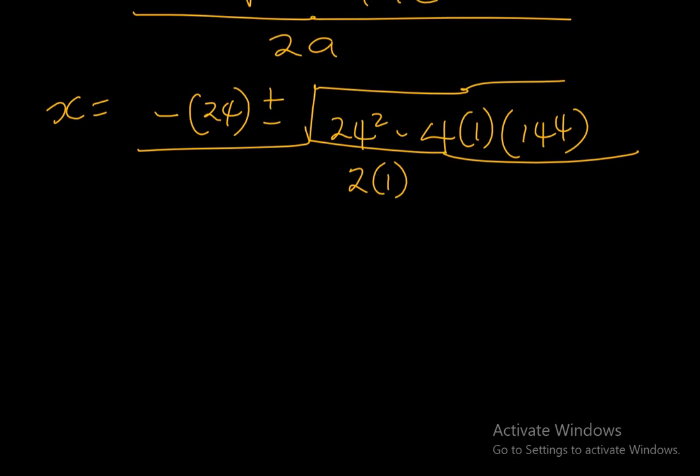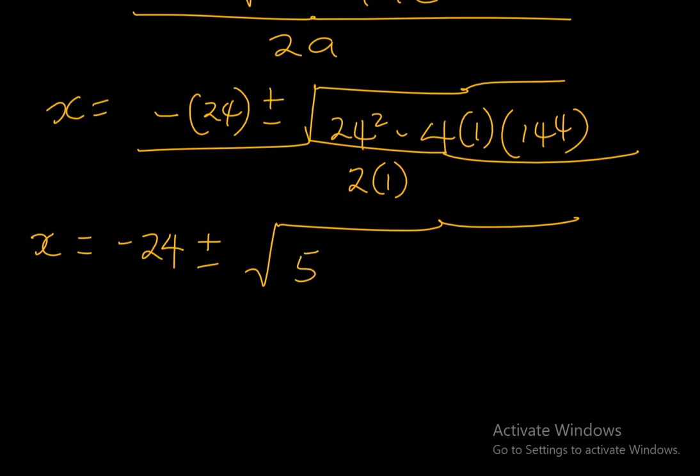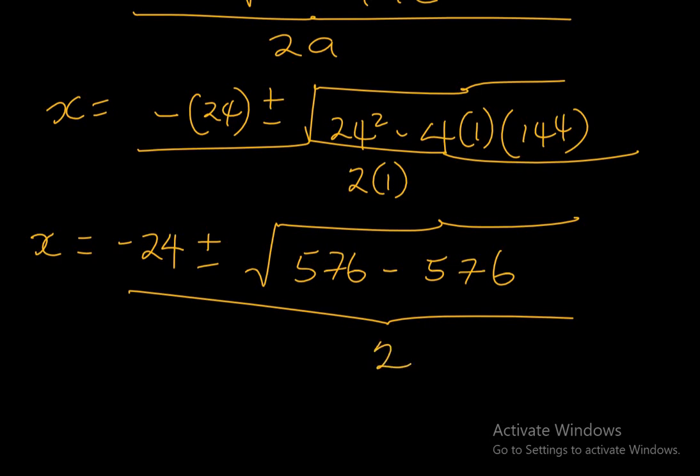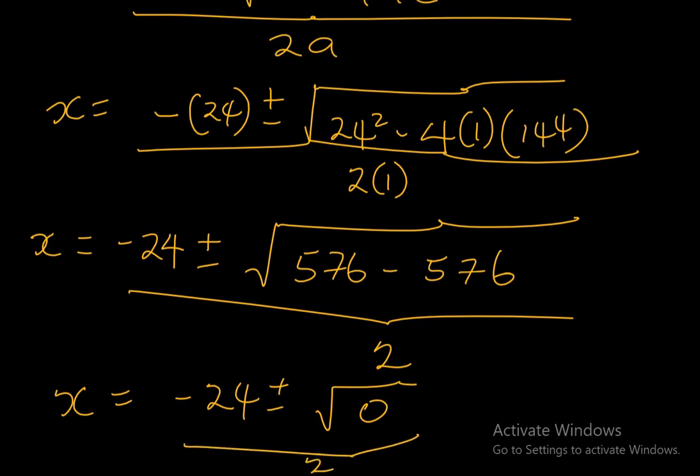Now, the value of x will be minus 24 plus or minus the square root. 24 squared will give me 576. Minus 4 times 1 times 144 will give me 576. Divide everything by 2 times 1, which is 2. So x will give me minus 24 plus or minus square root of 0, since 576 minus 576 is 0, divide everything by 2.